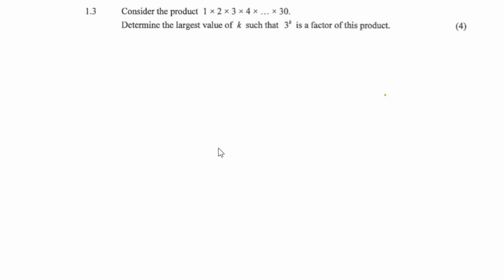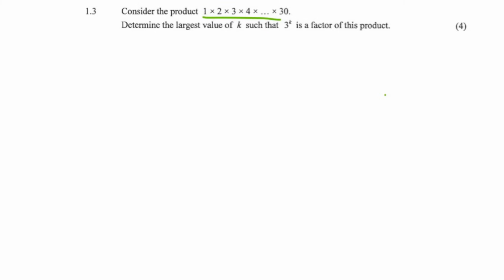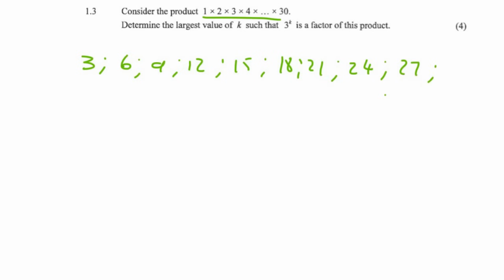So what I would do is, if something is a factor, it means that it can divide into a number. Now, a number 3, like 3 to the power of 1, which is 3, or 3 to the power of 2, which is 9, or 3 to the power of 3, which is 27, this type of number will only be able to divide into a multiple of 3. It won't be able to divide into 4 or 5. It will only be able to divide into multiples of 3. And so what I would do is I would isolate all the multiples of 3. So that would be 3, 6, 9, 12, 15, 18, 21, 24, 27, and 30.